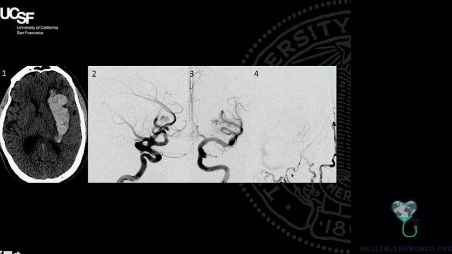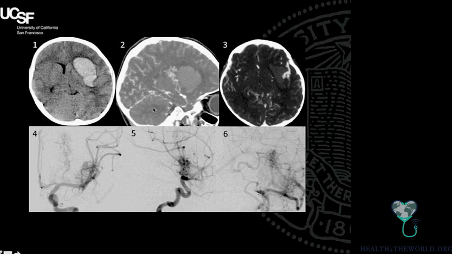The other reason I'm showing this is because there's supply here from the middle meningeal artery. This is an AP projection from a catheter angiogram, and this middle meningeal artery running up through the foramen spinosum, and you can see here there's a contribution to the AVM itself.